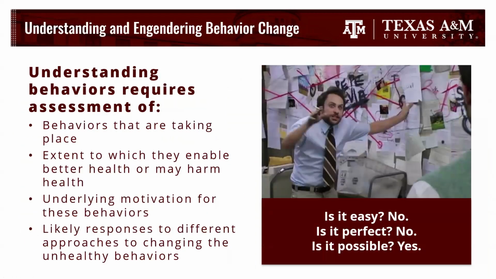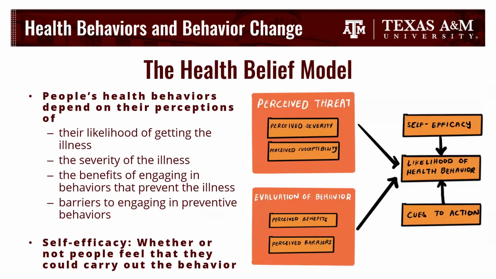All right, so like this page says, understanding behaviors requires assessment of behaviors that are taking place, the extent to which they're enabling better health or may harm health, underlying motivation for these behaviors, and likely responses to different approaches to changing the unhealthy behaviors. All right, I just want to toss it out there that when it comes to changing behavior, it's not as simple as just having a little model here that you can just draw out, right? It's not as easy as just being able to plug and chug and write out perceived susceptibility and perceived severity and just make a simple model of trying to explain everything.